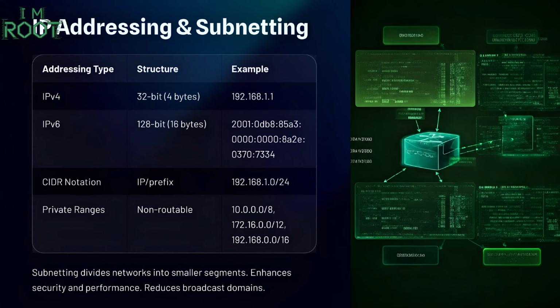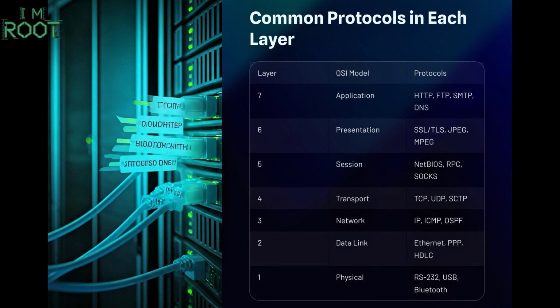IP addressing and subnetting. IP addressing is essential for identifying devices on a network. IPv4 and IPv6. Learn the differences between these versions. Subnetting. This divides networks into smaller segments, which improves performance and security. For example, using CIDR notation like 192.168.1.0/24 defines a network with 254 usable IP addresses. Mastering IP addressing helps you plan and manage networks efficiently.